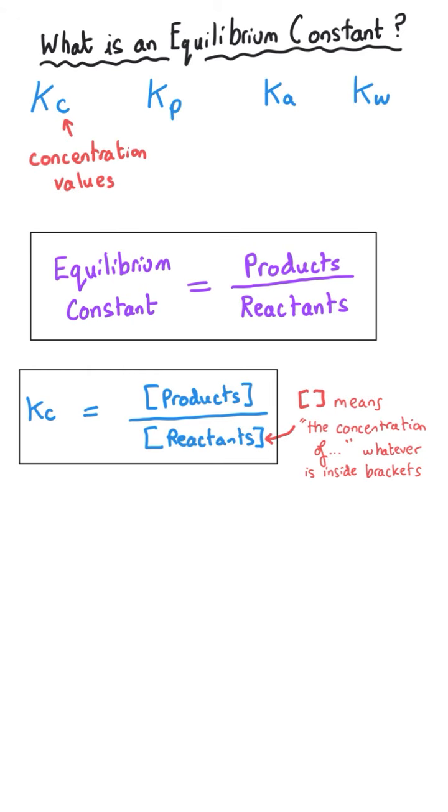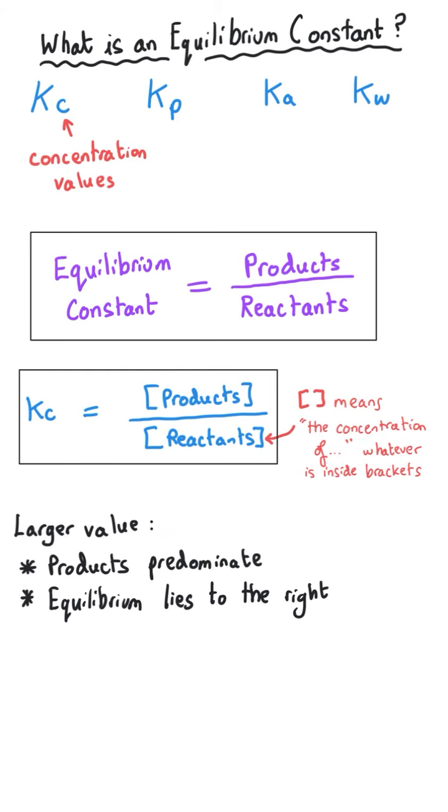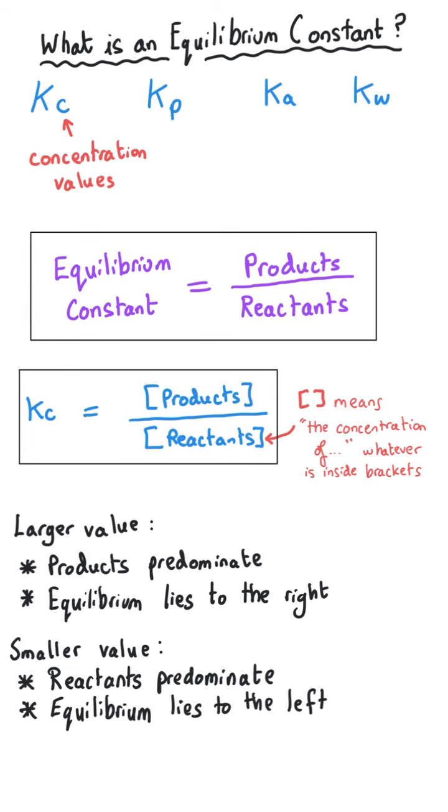A big value means that the products predominate, or the equilibrium lies to the right-hand side. A small value means that the reactants predominate, and the equilibrium is largely to the left, and this will likely result in a low yield of chemicals. And that's one of the things that is powerful about the equilibrium constant. If the equilibrium constant is high, you can be confident for a high yield of your particular chemicals.